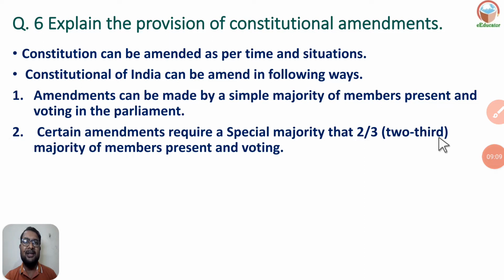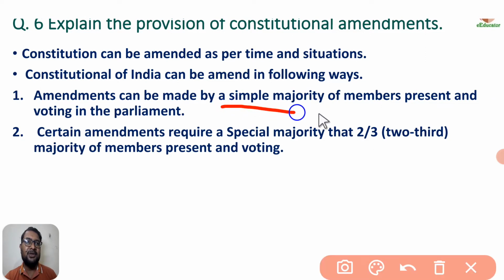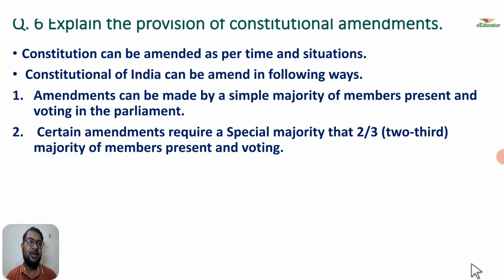Number 2, certain amendments require a special majority, that is, a 2/3 majority of members present and voting. Some amendments can be passed with a simple majority, some need a special majority. Simple majority means more than 50%; if 100 are present, 51 is a simple majority. For a special majority, 2/3 of the members present are required to vote in favor, so that the amendment can be passed.